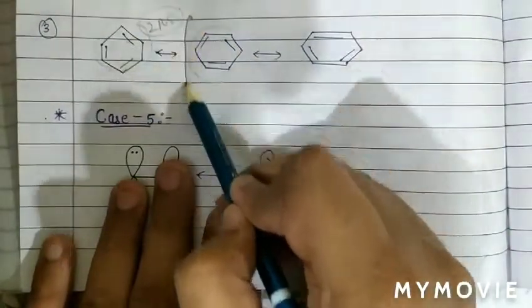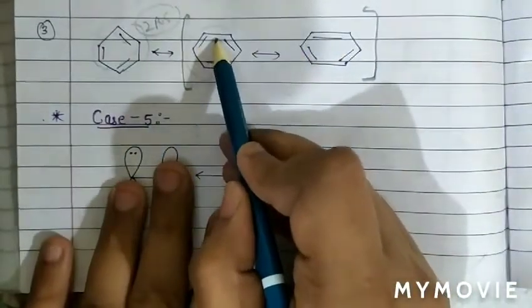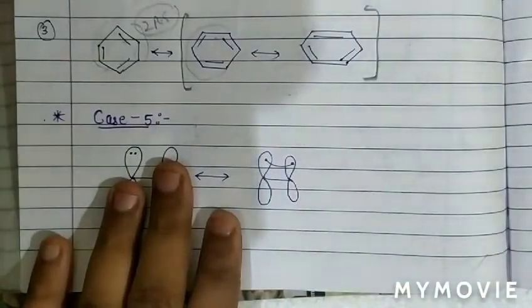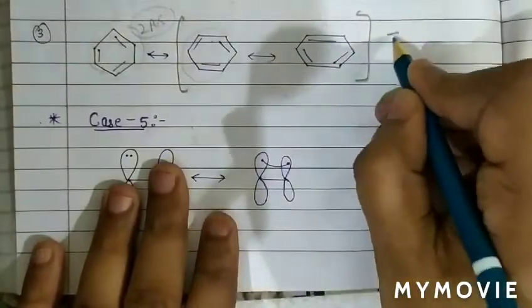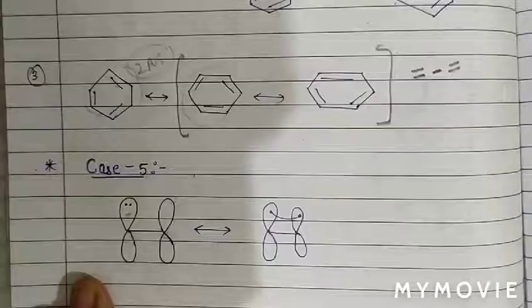We can see that these two structures are the resonating structures, because this pi bond shifts here, this shifts here, and this one shifts here. So these two structures are the resonating structures, and this is the conjugated system of type pi bond, then single bond, and then pi bond.